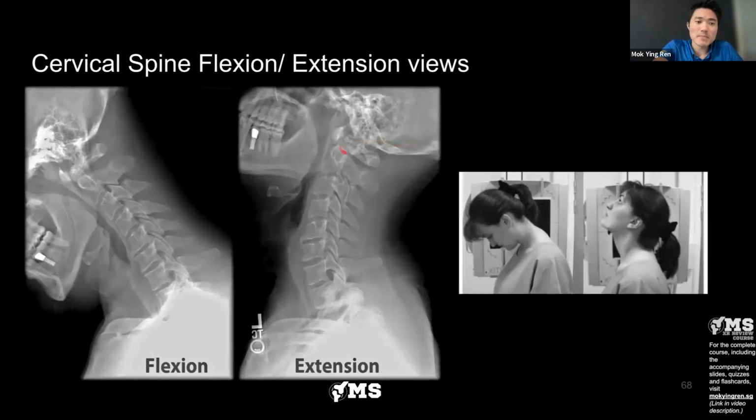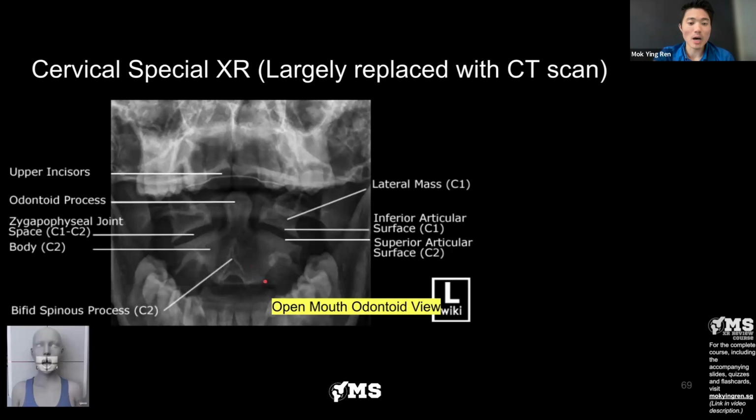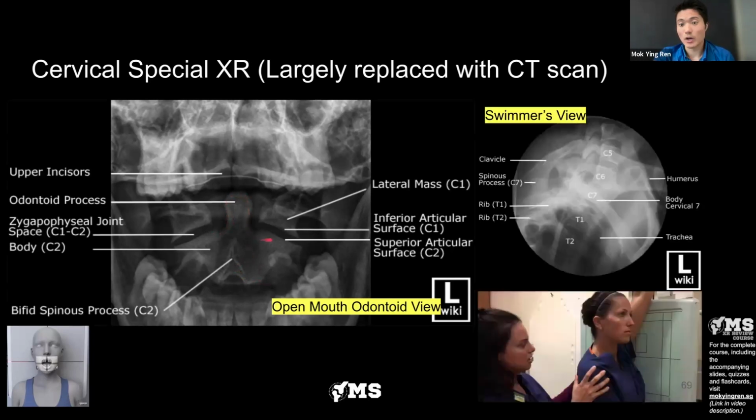Now, the special views for the spine would involve flexion-extension views, all right, asking the patient to flex normally to shoot and to extend maximally to shoot. And you want to look at any displacement of the various vertebral bodies, okay? And this is to look for dynamic instability. Now, there are some special X-rays which have been largely replaced with a CT scan. This is an open mouth odontoid view. All right, this is to look at the odontoid process, which is part of C2. Okay.